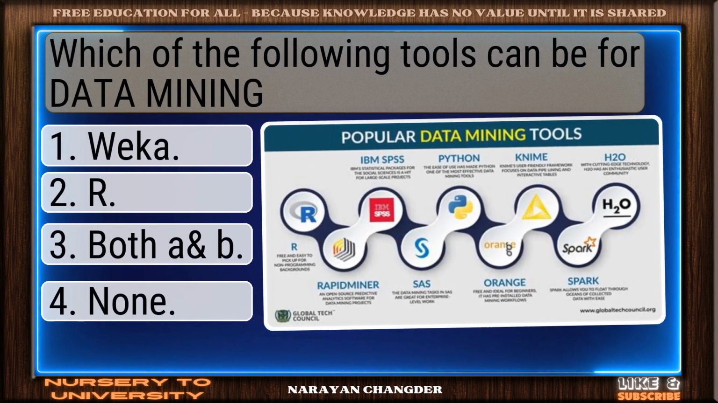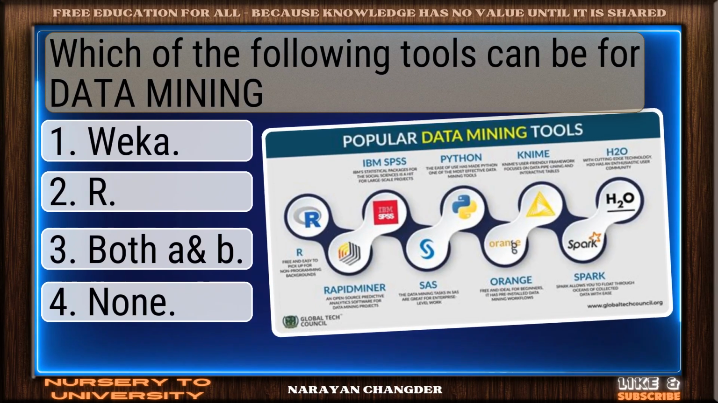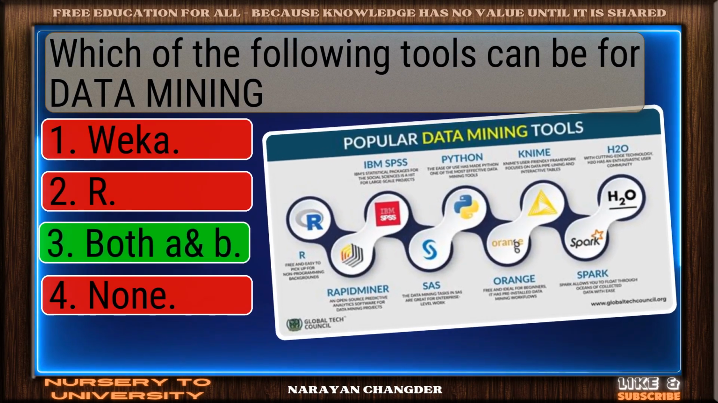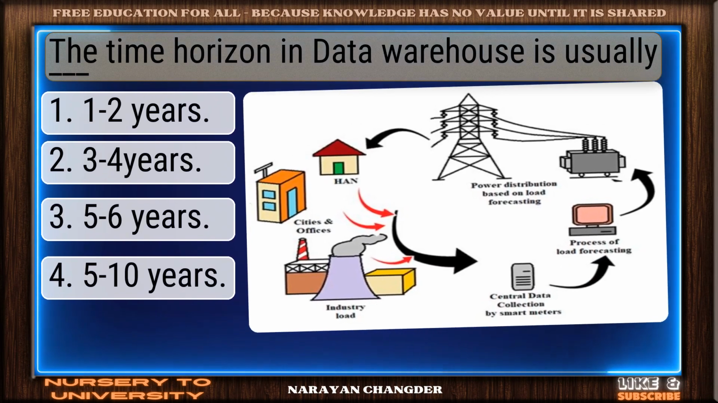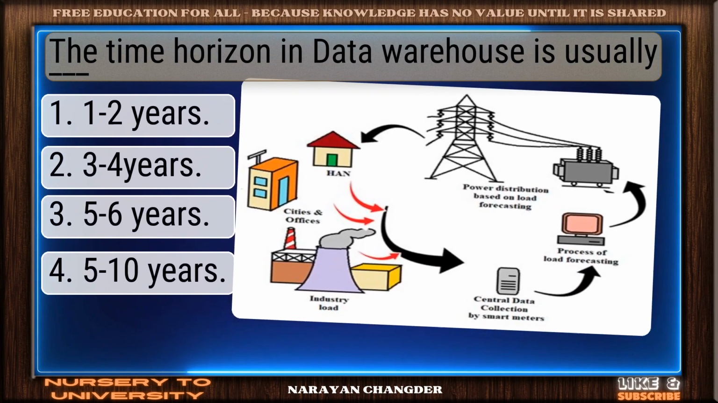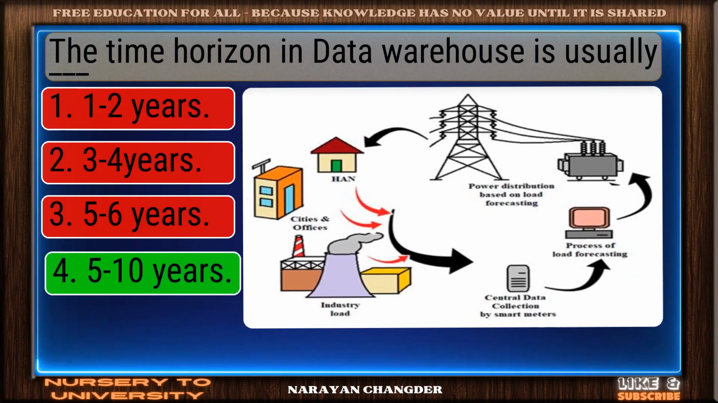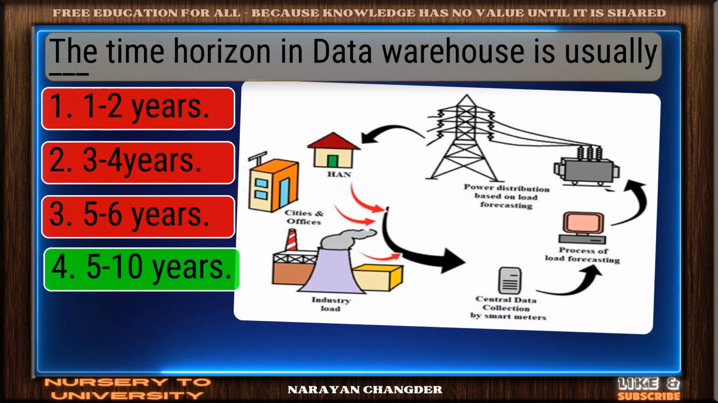Question number 23. Which of the following tools can be used for data mining? Perfect. Both are the correct choice. Question number 24. The time horizon in data warehouse is usually dash. Excellent. 5-10 years is a brilliant choice.